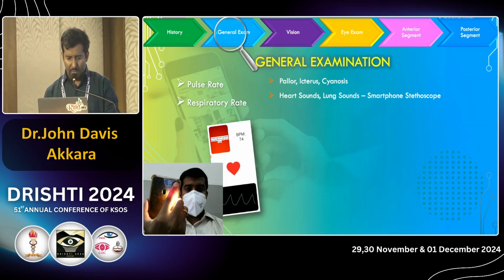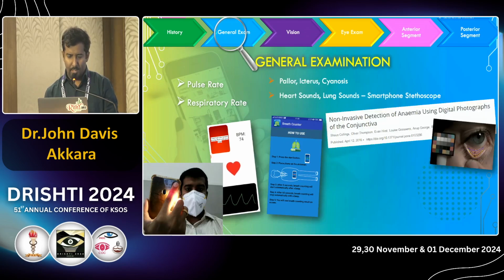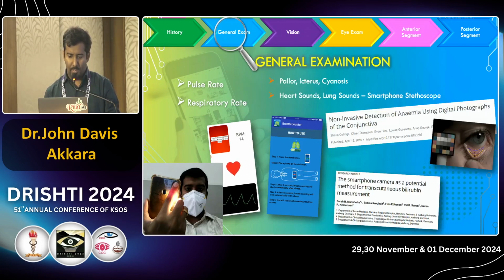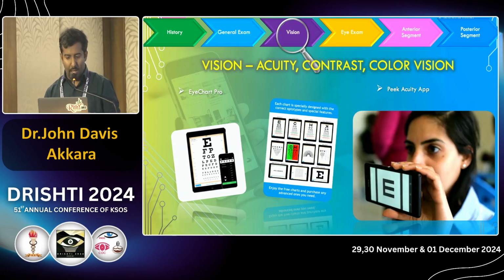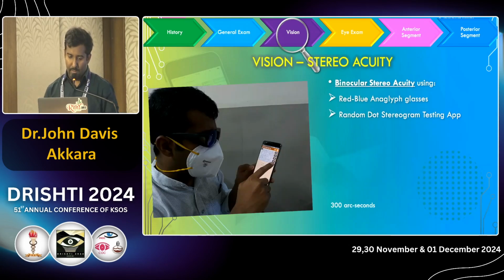Then there are so many apps for systemic examination which will not be useful particularly for us. Visual acuity, there are some apps which can be used on the phone. So you can use the Peak Acuity app as a standalone app on your phone, or you can use the iChart Pro, in which you can control a tab with a phone and do visual acuity. So essentially that is converting a tab and phone into a visual acuity chart.